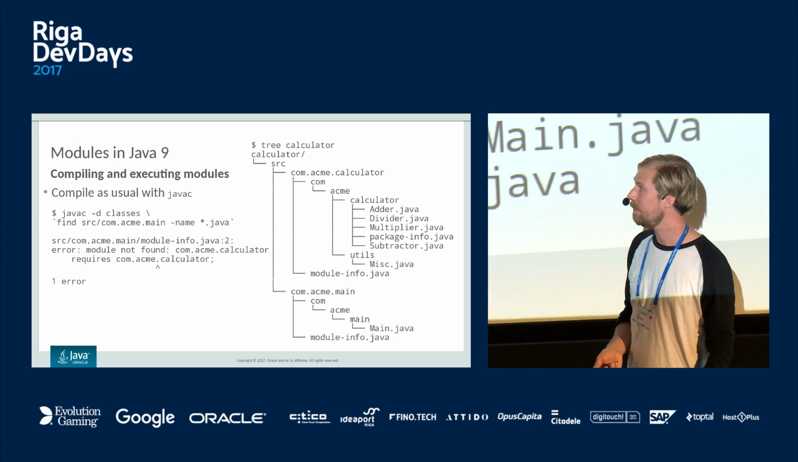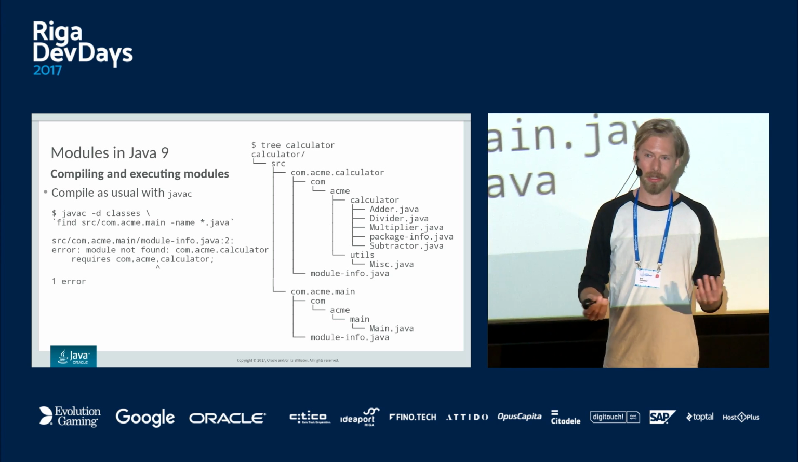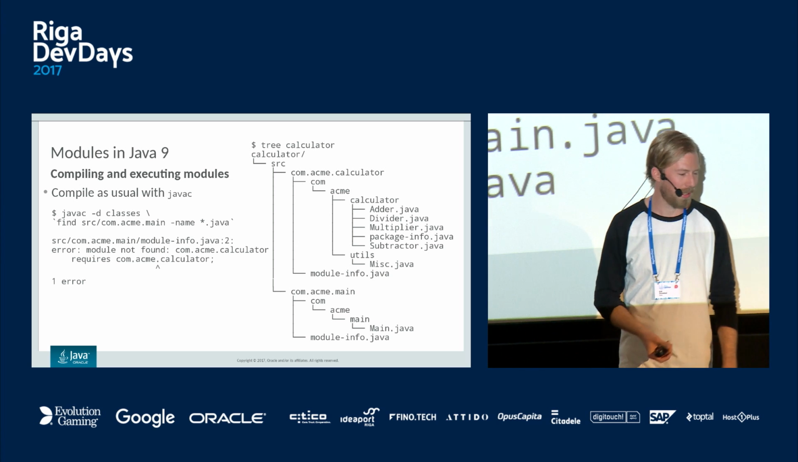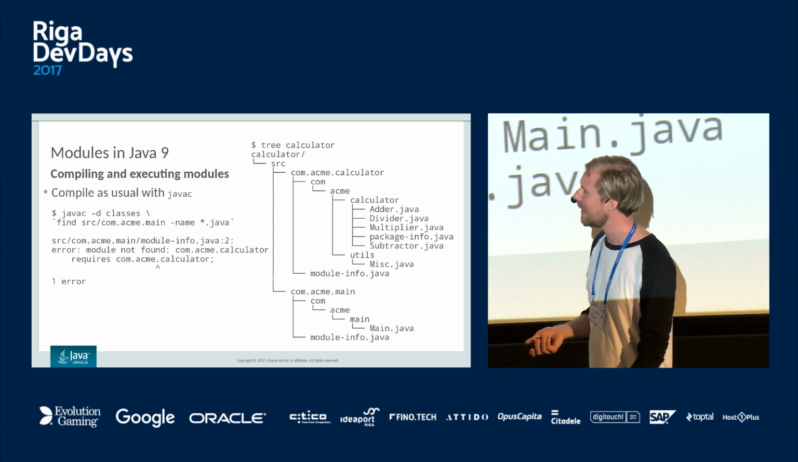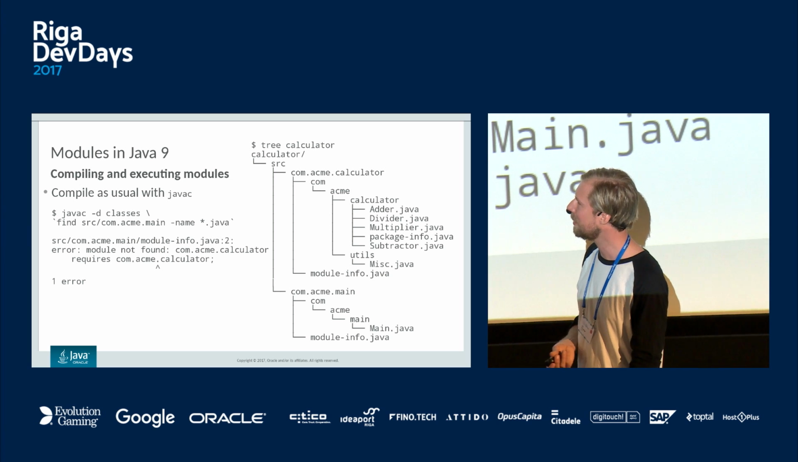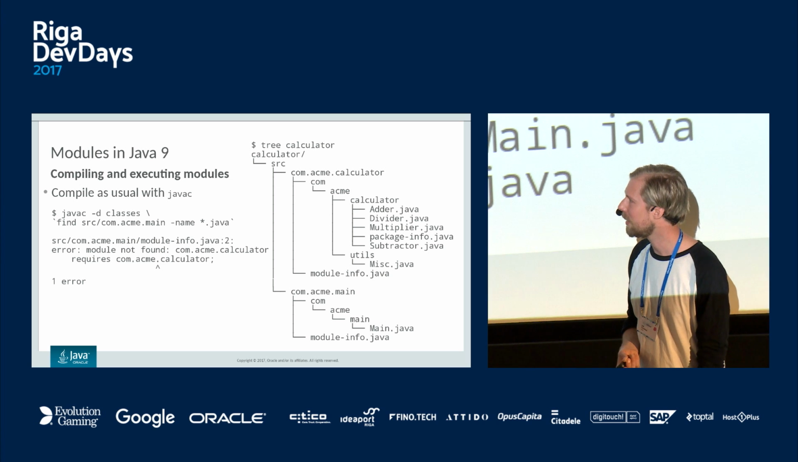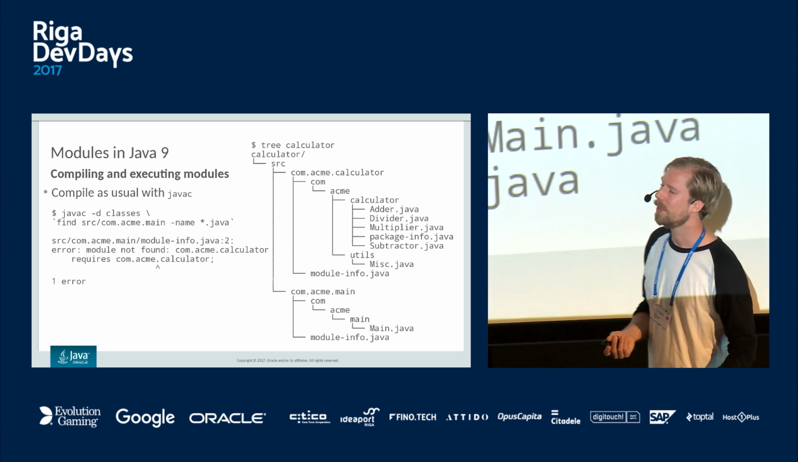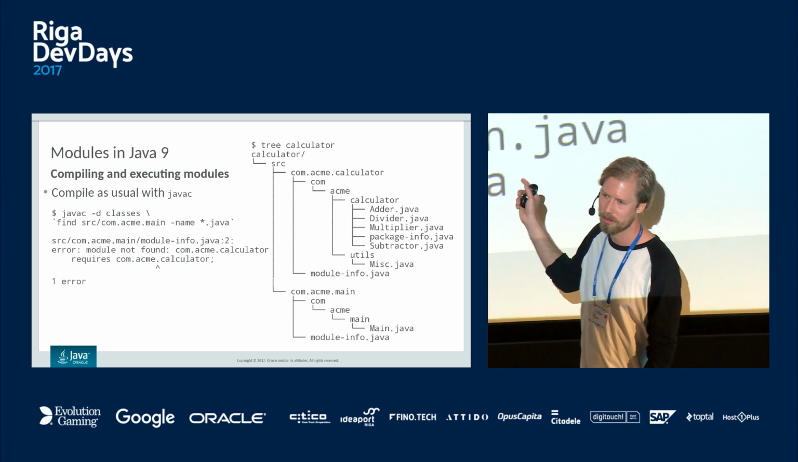And again, oops, what happened there? I told you should just compile as usual. It should just work, but it didn't work. Oh, am I lying over here? No. Let's look into this a little bit more. Error: module not found: com.acme.calculator. Requires com.acme.calculator, 1 error. Okay. So it seems like javac did not find our com.acme.calculator module.